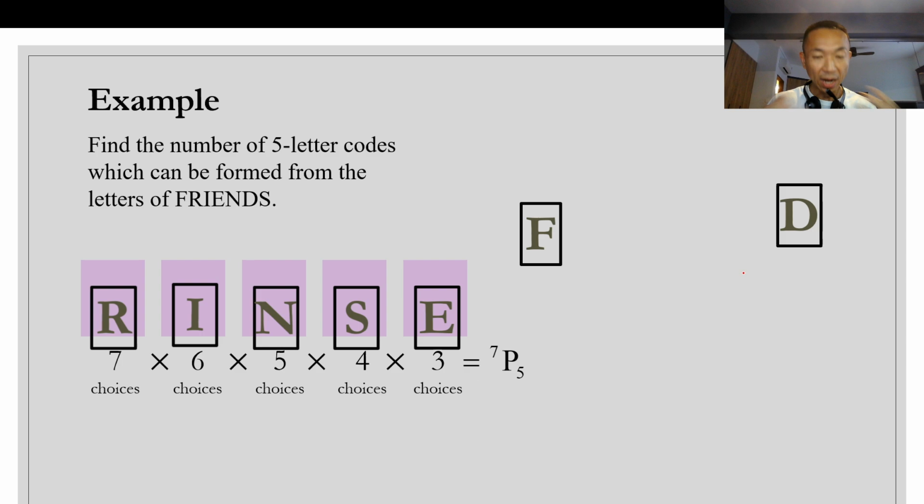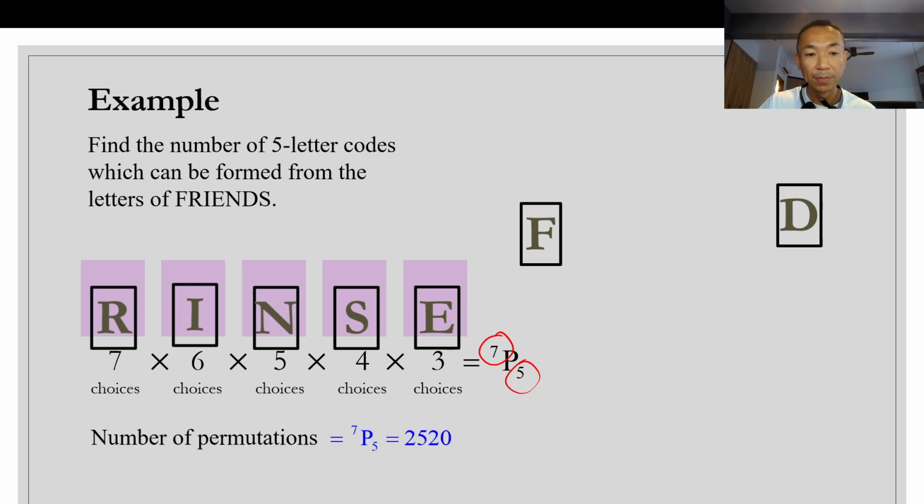And you realize by now, this is actually 7P5. It is actually the number of ways that I can permute 5 out of 7 distinct objects. So 7P5, you just press your GC to get 2520. Now, how do you press your GC? This is something I want to go through now.